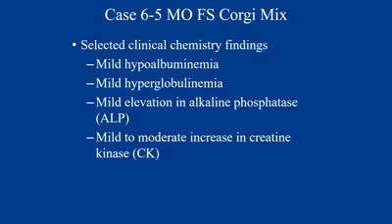Other clinical chemistry findings, again, not the focus of this talk, but for those of you with some experience, this may clue you in onto what the diagnosis for this patient was. So the patient had a low albumin, blood protein, and globulins were increased. It had a mild elevation in its alkaline phosphatase, and a mild to moderate elevation in CK, indicating some degree of muscle injury, okay? Again, not the focus of this talk, though.